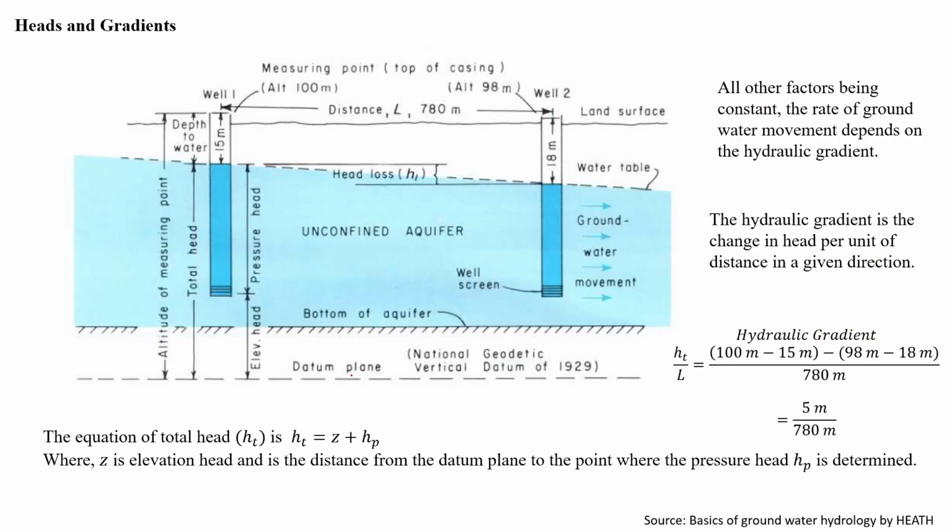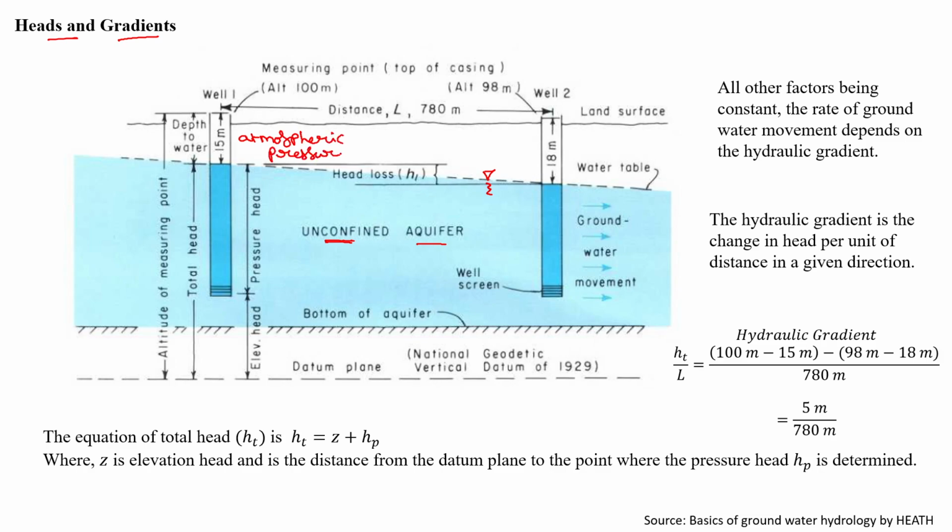In this slide we will see how we can calculate the hydraulic gradient of groundwater movement. Here I have shown one cartoon. It shows the unconfined aquifer. As I mentioned, an unconfined aquifer will have a free surface, and it will have atmospheric pressure.